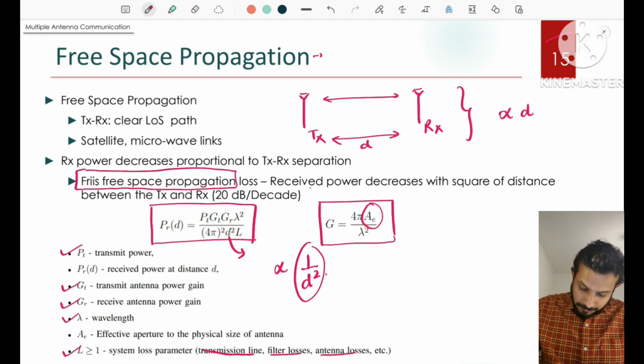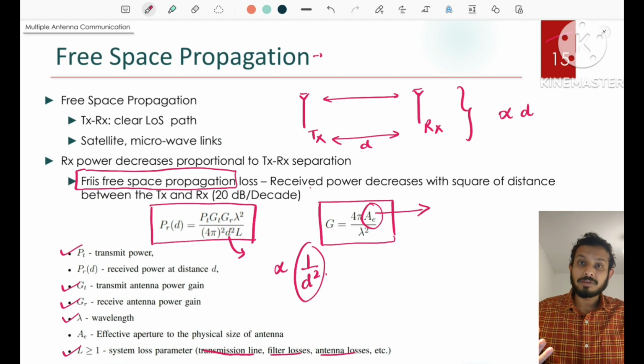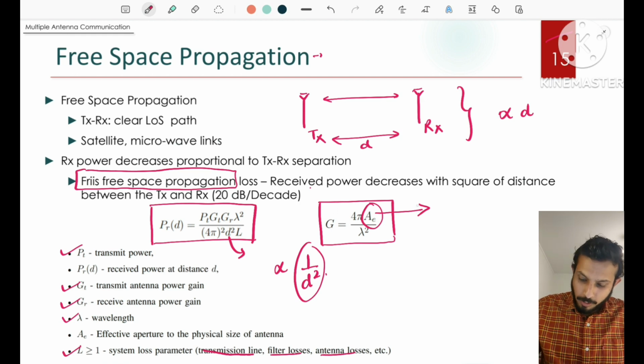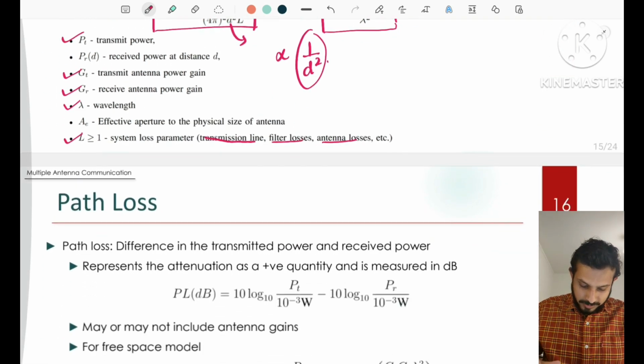Ae is the effective aperture of the antenna. And if we increase the effective aperture of the antenna, the gain will also increase. However, there are many other things related to antenna which are beyond the scope of this.